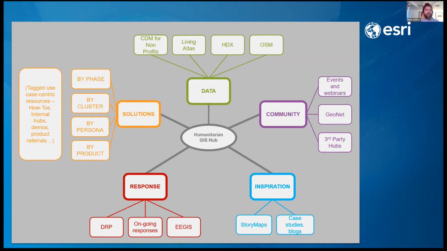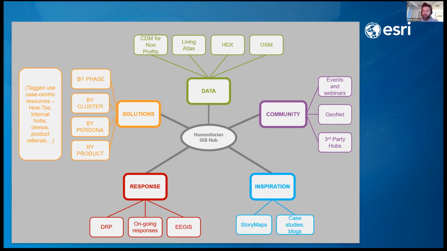So use case centric resources, how-tos, internal hubs and demos and products that are organized by phase, or that can be accessed by phase or by cluster or by persona. And that bit on the left there, that orange block, is really what I'm hoping we can spend a bit of time all together thinking about today, to try and identify what are these use cases. What are those use case types that we would want to bundle these resources around?